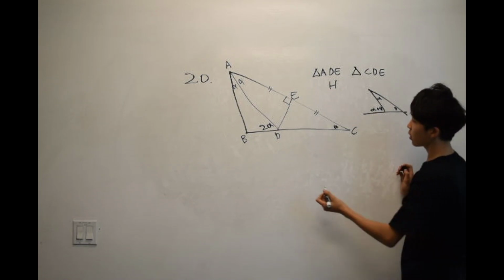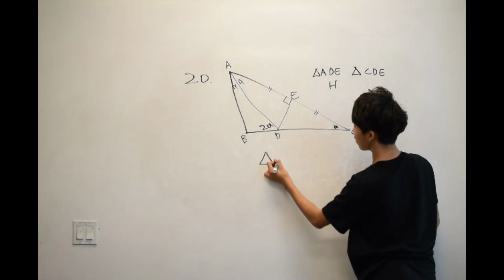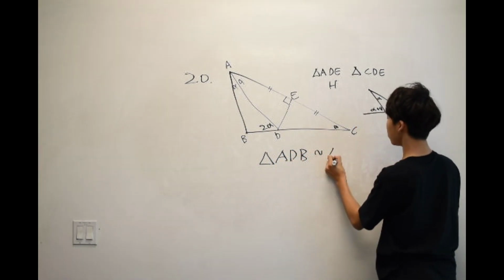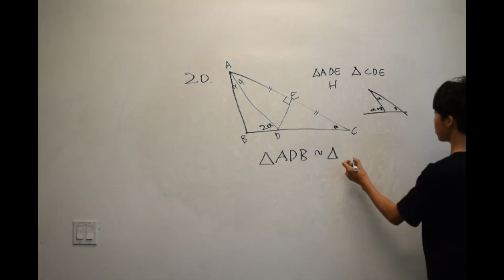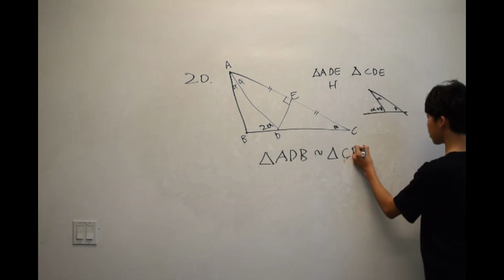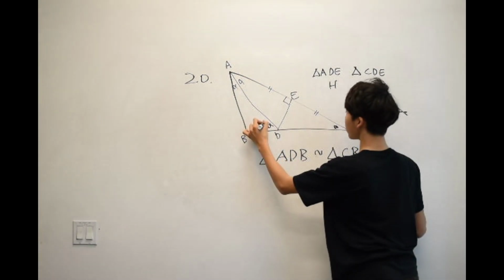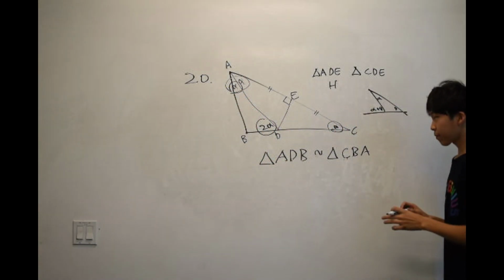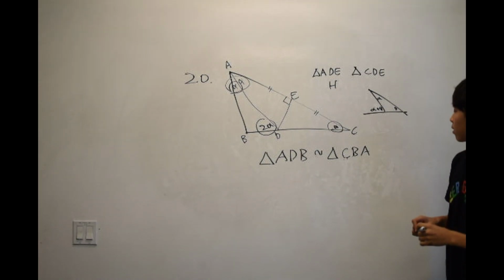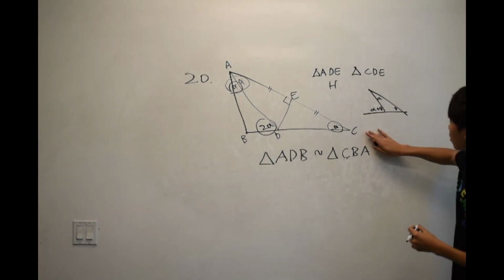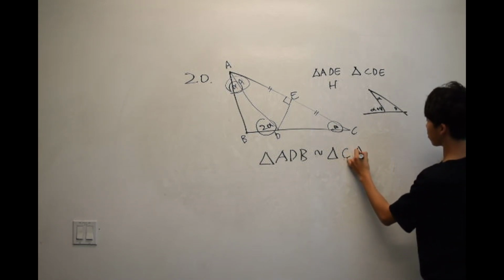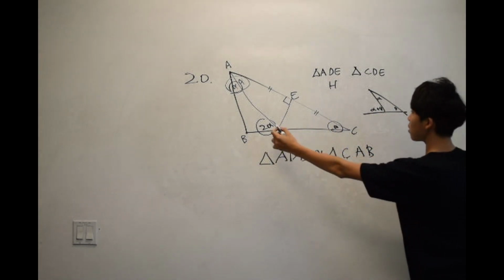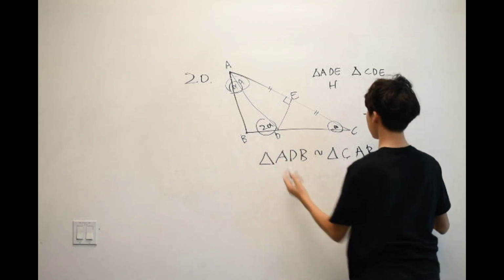And when you look, there's a similar triangle: ADB is similar to triangle CBA, because two angles, this angle and this angle, are the same. D should match up with A. C, A, B. A, D, B, C, A, B, yeah.